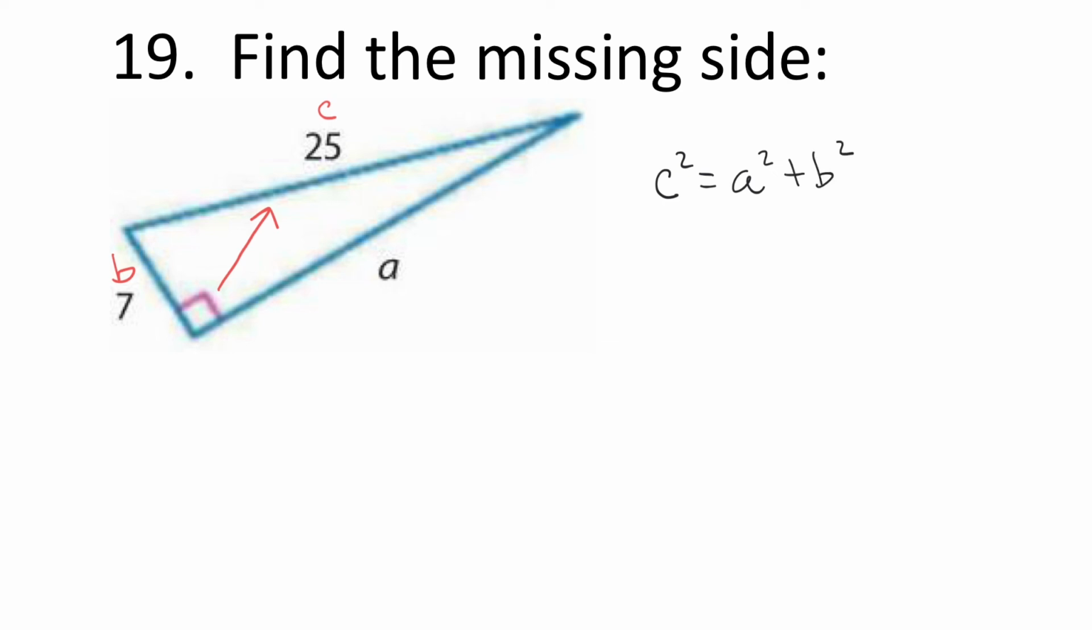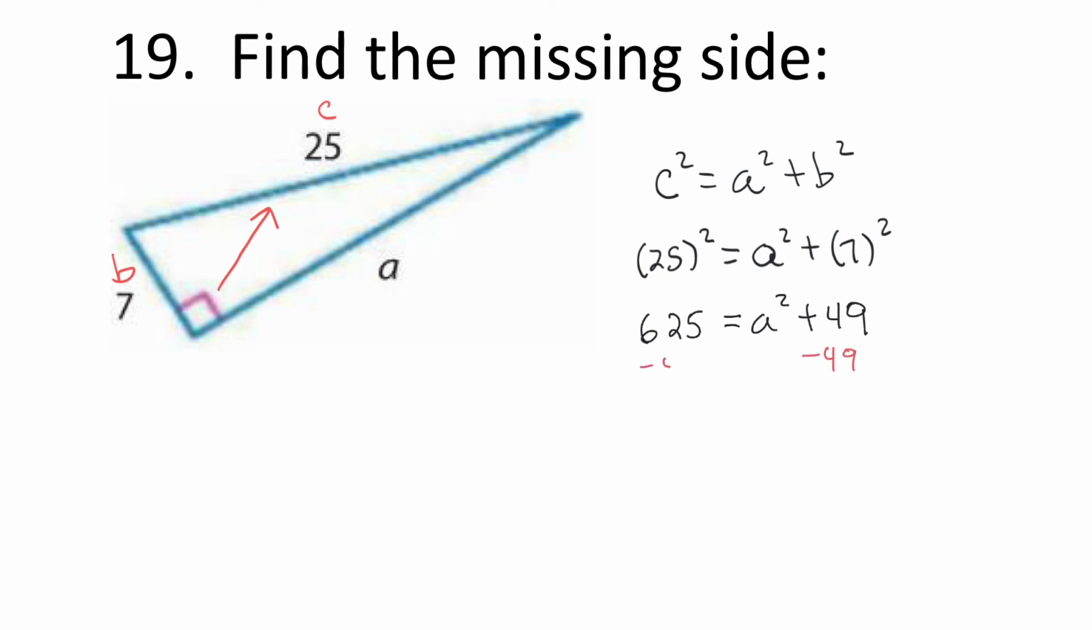You guys are going to substitute the values into the theorem. So C is 25. So we have 25 squared equals A squared plus B, which is 7 squared. Now again, you guys can use the calculator to square the 25, and I'll do that right now. It is 625, so 25 squared is 625, equals A squared, and 7 squared is 49. 7 times 7 is 49. To solve for A, you're going to subtract 49 from both sides, minus 49.